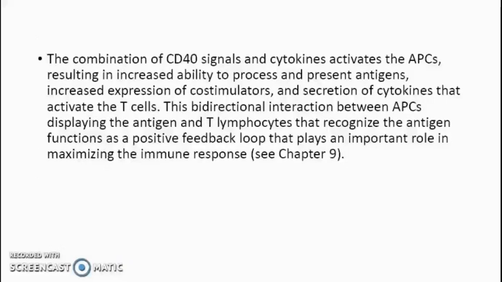The combination of CD40 signal and cytokine activates the antigen-presenting cells, resulting in increased ability to process and present antigens, increased expression of co-stimulators, and secretion of cytokines that activate the T cells. This bidirectional interaction between antigen-presenting cells that display the antigen and T lymphocytes that recognize the antigen functions as a positive feedback loop that plays an important role in maximizing the immune response.